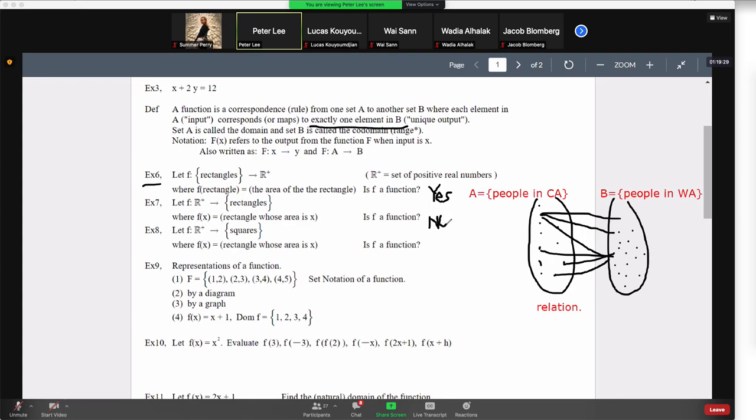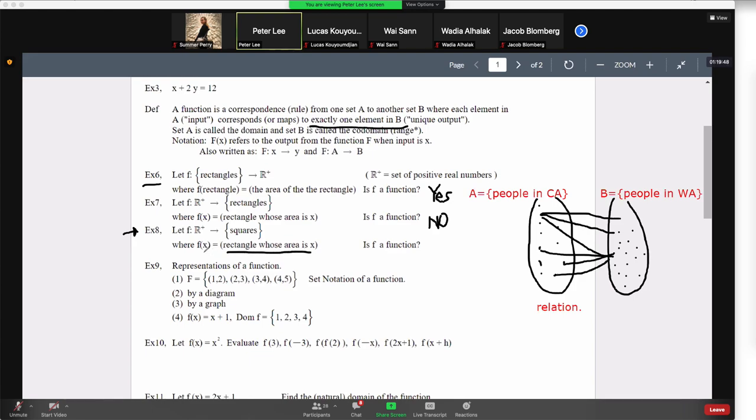Because given a positive real number, there are many rectangles with that area. So the answer is no. Now let's look at example 8. Example 8: a relation from R plus to squares, where f of x is equal to what? Rectangle whose area is x.